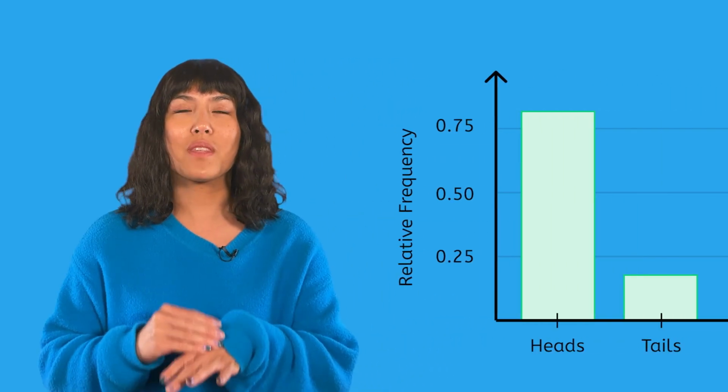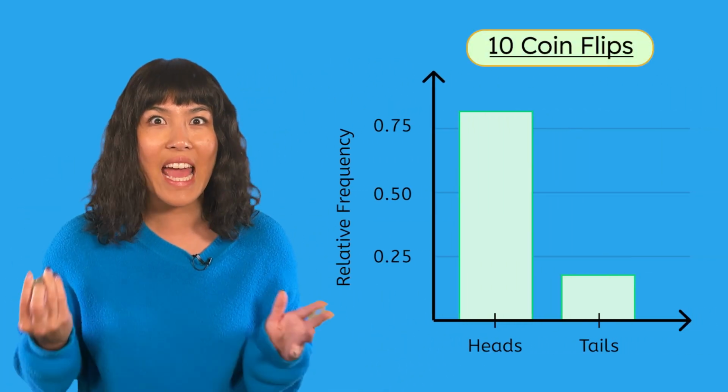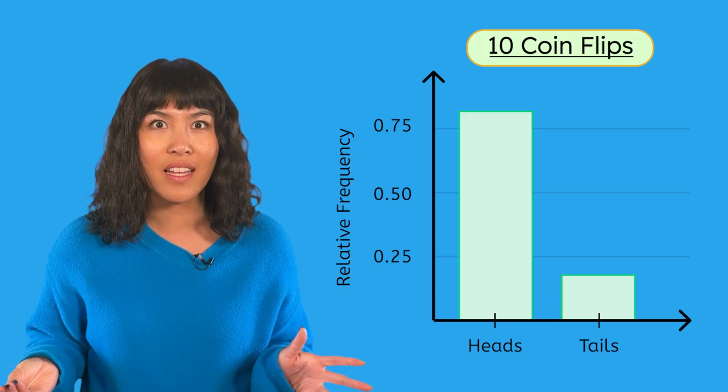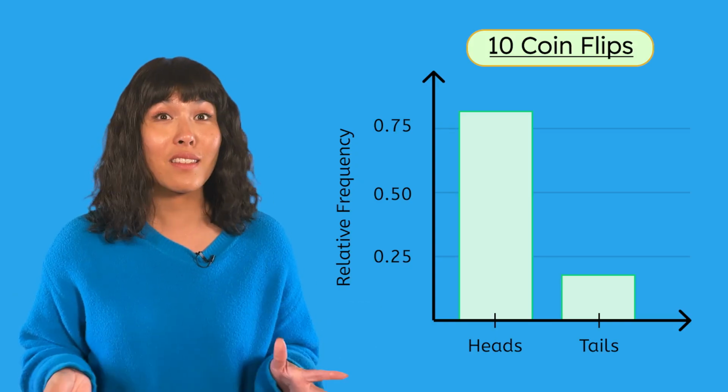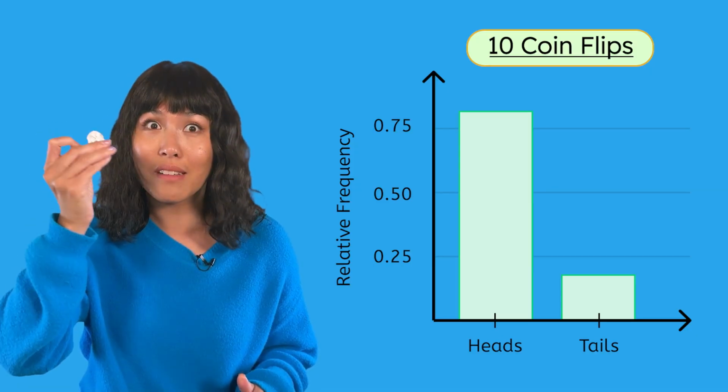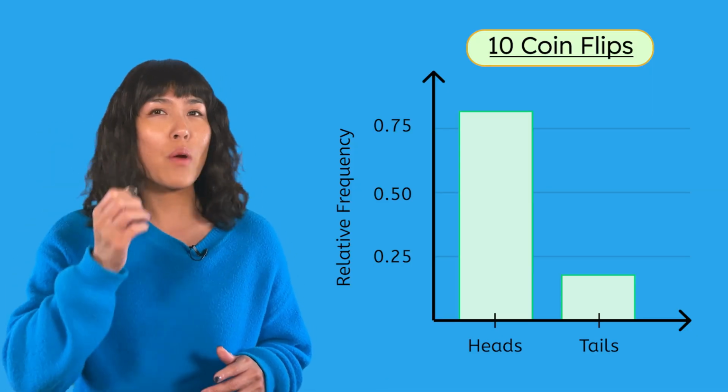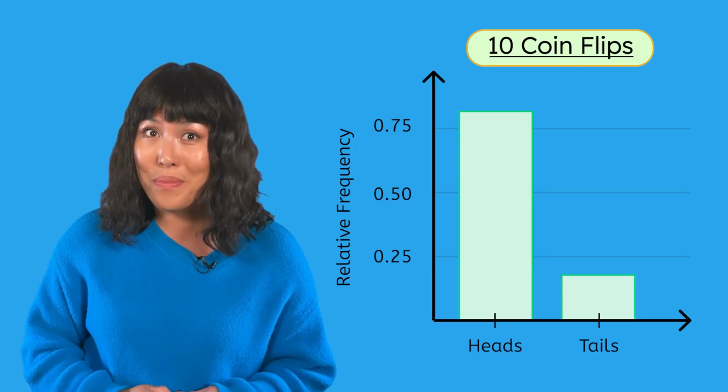I've been flipping this coin and getting some really weird results. Check it out. I flipped this coin 10 times and got 8 heads. That's 80% heads and 20% tails. Not what I was expecting, since I thought this was a fair coin. Grab your own coin and we'll talk more about probability distributions.